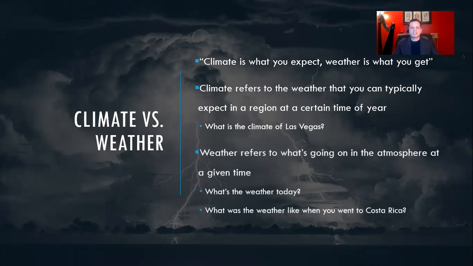There's an example. So what's the climate of Las Vegas? So that's asking you not what it's like there today. It's asking you what it's like in general. So people could say it's hot, it's a desert, and it can get cold at night. So that's the climate. Weather is kind of going on right now. What's the weather today? What was the weather like when you went to Costa Rica? So climate and weather, they're similar, but a little bit different. And the reason we talk about them is because it affects tourism.